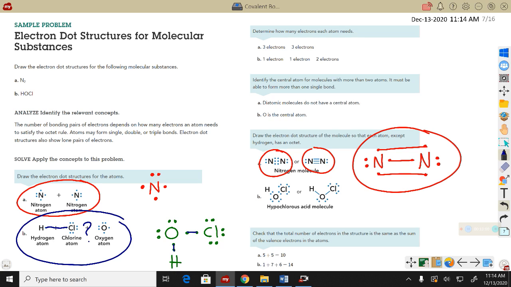So hydrogen and halogens will never ever be your central atom. They only make 1 bond, so they're always going to go on the outside. The central atom is often going to be the atom that can make the most bonds, which here would have to be the oxygen. And so then we sketched it out.